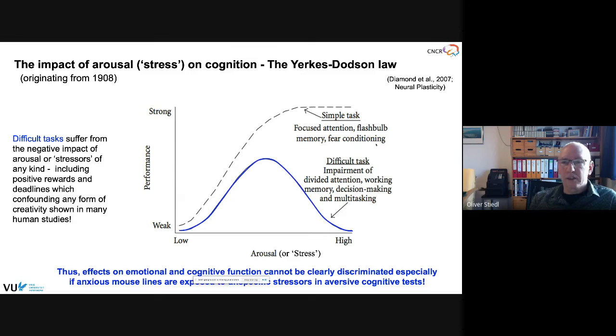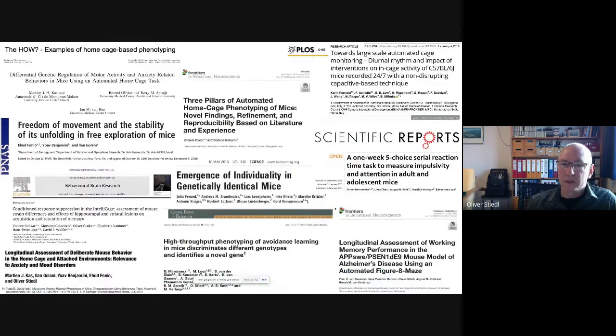And of course, this is the issue why we cannot differentiate now: is this effect, or is the performance now affected by the anxiety state of the line by itself? And of course, can effective or unspecific stressors impact on the cognitive tests? And I will show you in subsequent tests, where I come back to this, that this is the case.